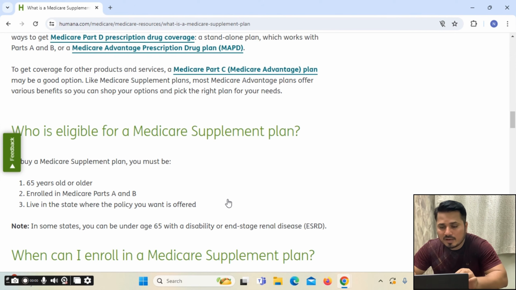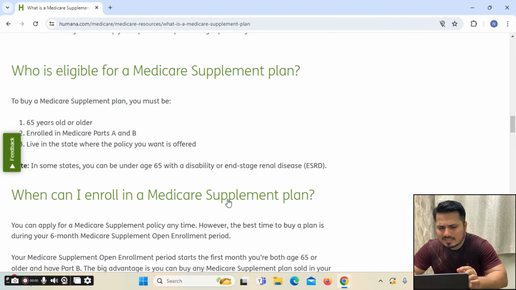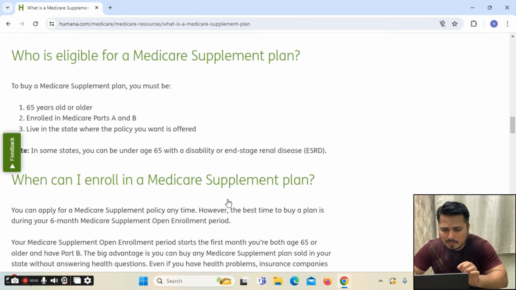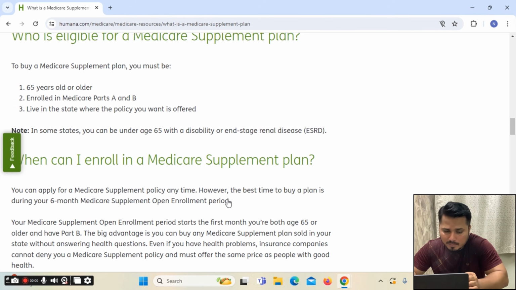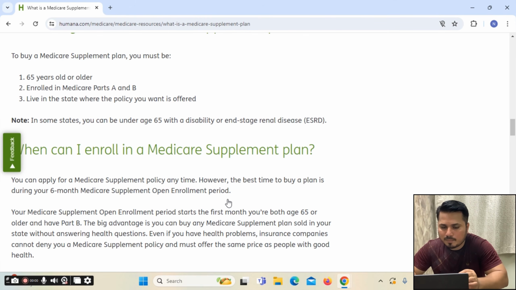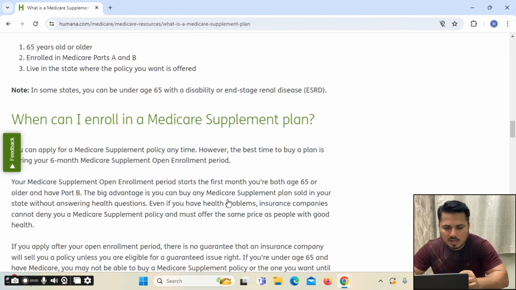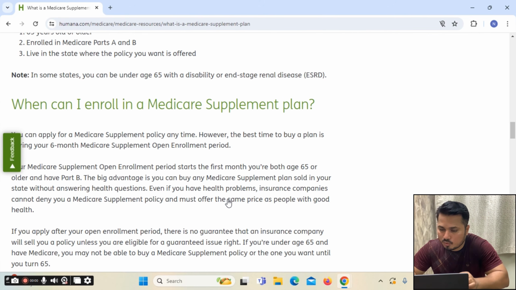Most Medicare Advantage plans offer various benefits, so you can shop your options and pick the right plan for your needs. Now, who is eligible for a Medicare supplement plan? To buy a Medicare supplement plan, you must be 65 years old or older, enrolled in Medicare Parts A and B, and live in the state where the policy you want is offered.